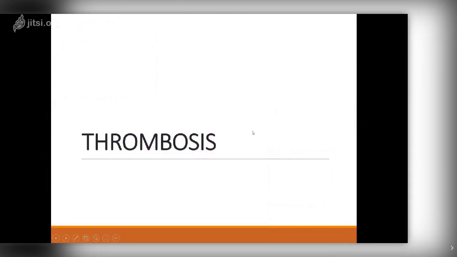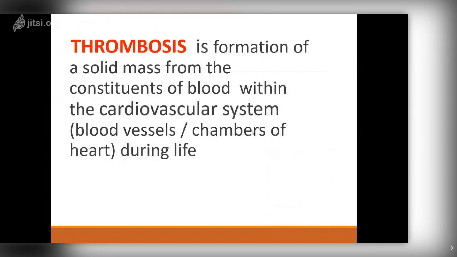So, as I had to interrupt my lecture earlier than I have planned, I will deliver another one pathological process, and we will have only two types of processes, embolism and disseminated intravascular coagulation, left for the third part of the lecture. So thrombosis, it is formation of solid mass from constituents of blood within cardiovascular system during the life. This mass may be formed in blood vessels or chambers of the heart.